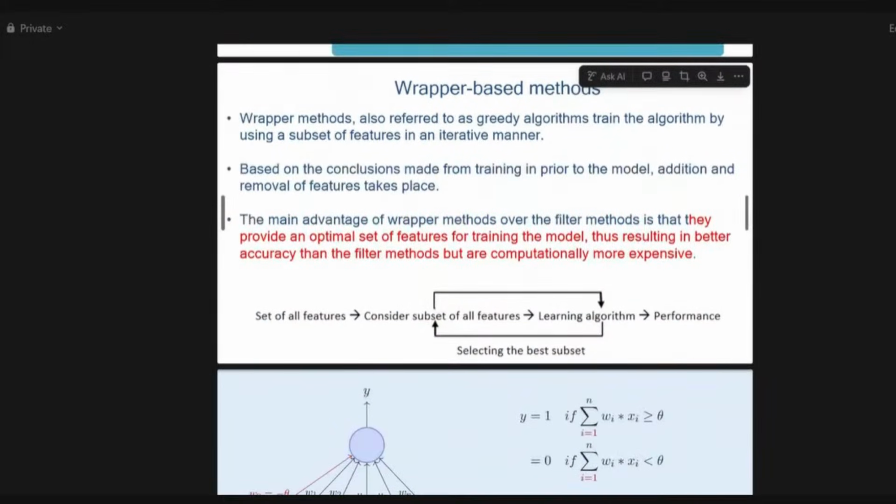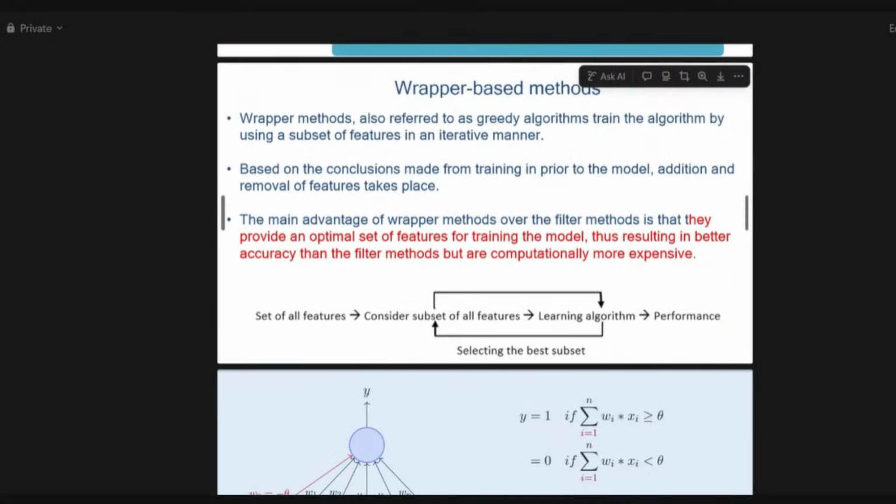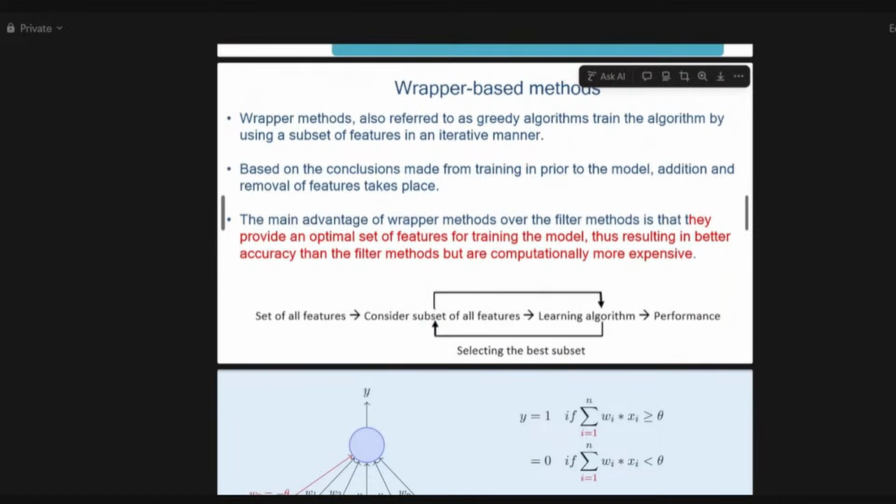Then come your wrapper based methods. The core concept is that you have different subsets of your features, and this is based on the learning algorithm that you will be using. Common techniques are forward selection, backward elimination, and recursive feature elimination. In forward selection, you have zero features in the beginning. You start adding one feature at a time, and the one that improves the model the most is retained, and you stop when there is no more improvement happening.